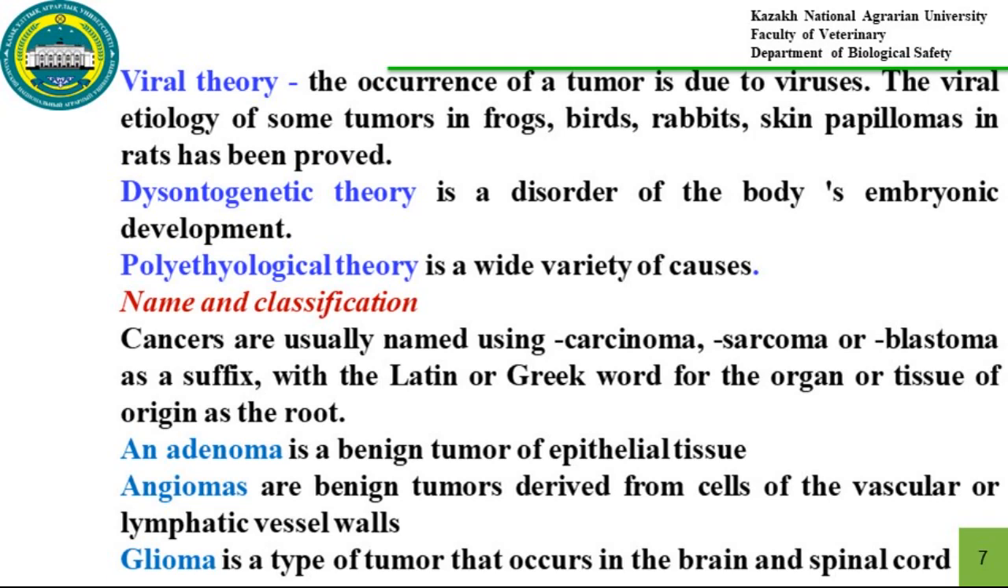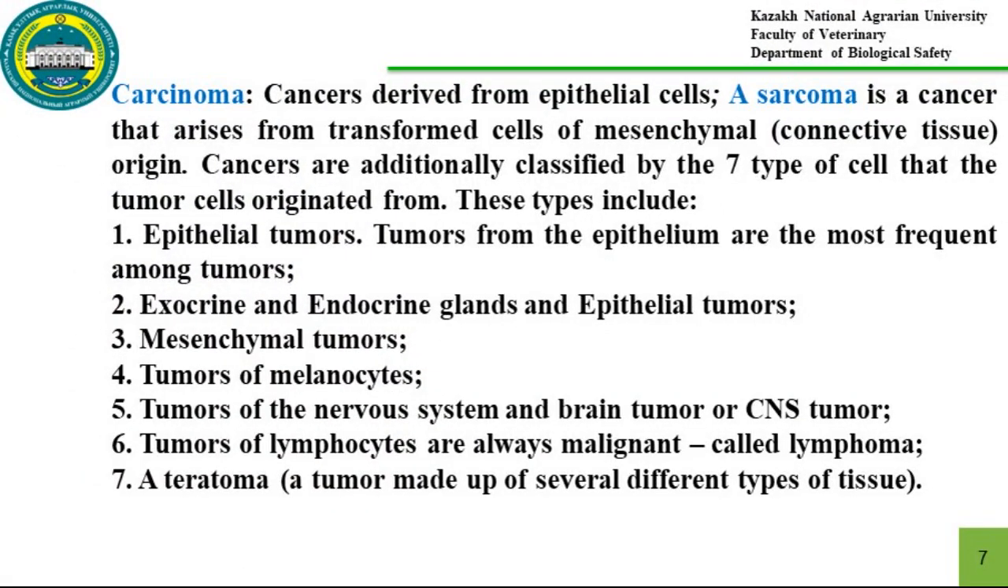Name and classification. Cancers are usually named using carcinoma, sarcoma, or blastoma as a suffix, with the Latin and Greek word for the organ or tissue of origin as the root. An adenoma is a benign tumor of epithelial tissue. Angioma is a benign tumor derived from cells of the vascular or lymphatic vessel walls. Glioma is a type of tumor that occurs in the brain and the spinal cord. Next, carcinoma, cancers derived from epithelial cells. Sarcoma is a cancer that arises from transformed cells of mesenchymal origin.